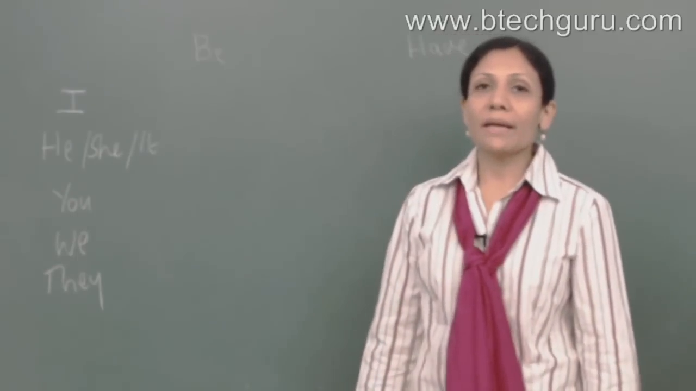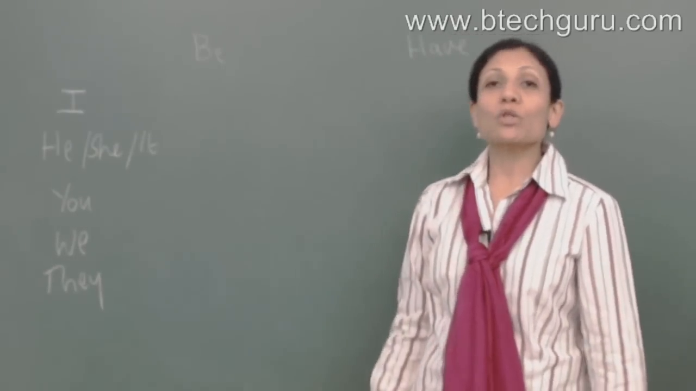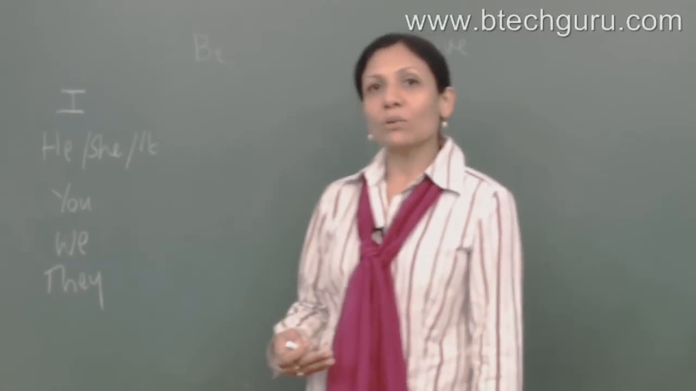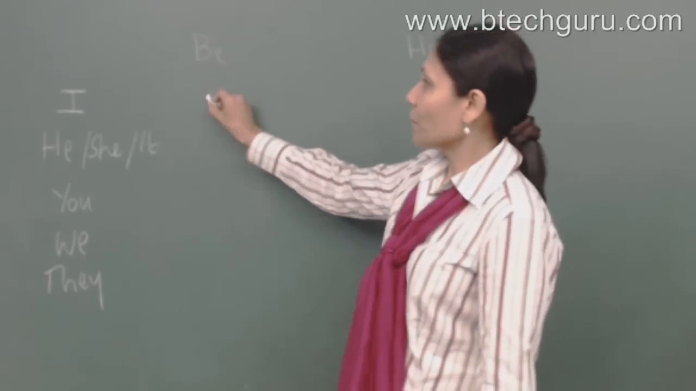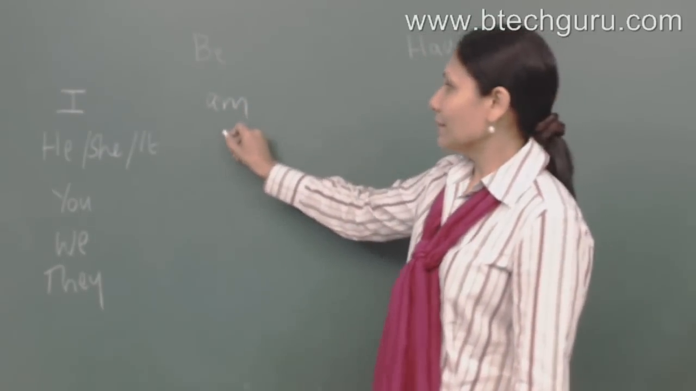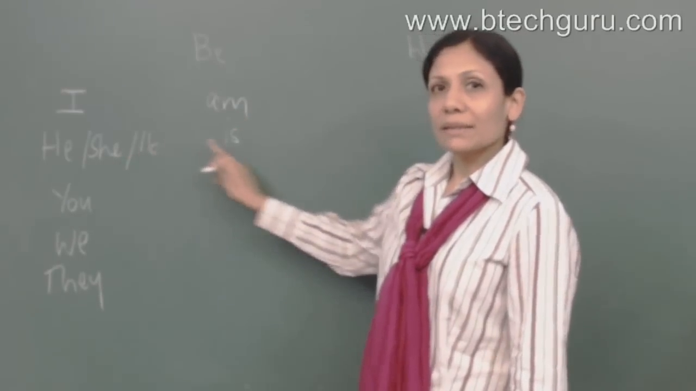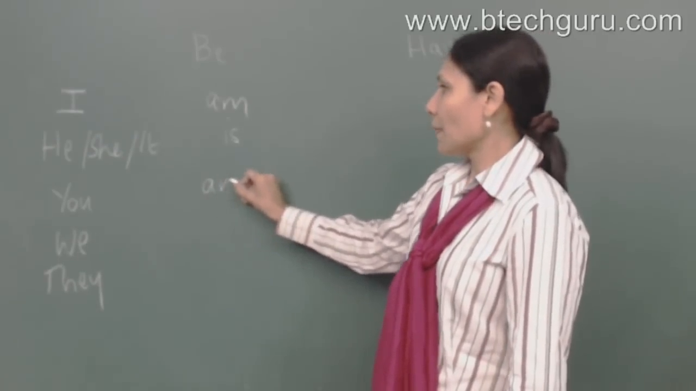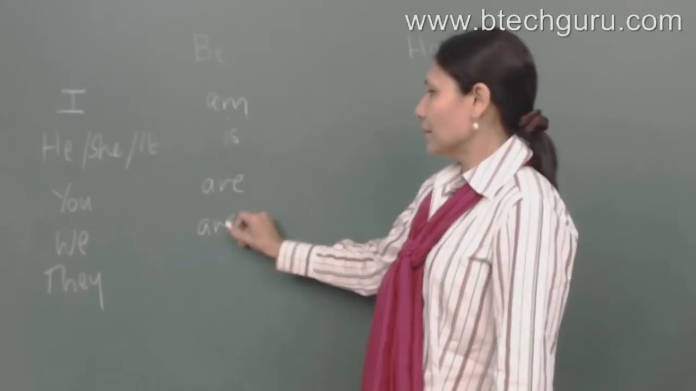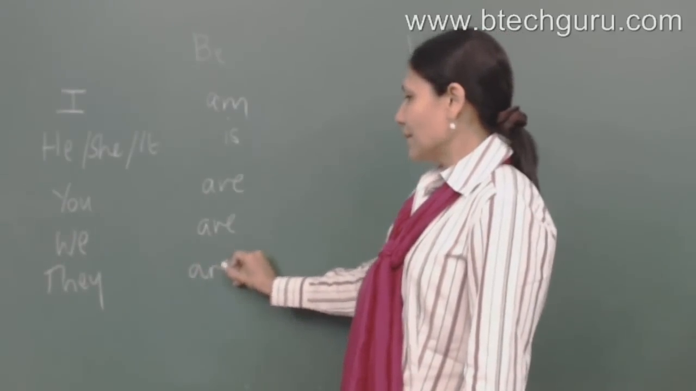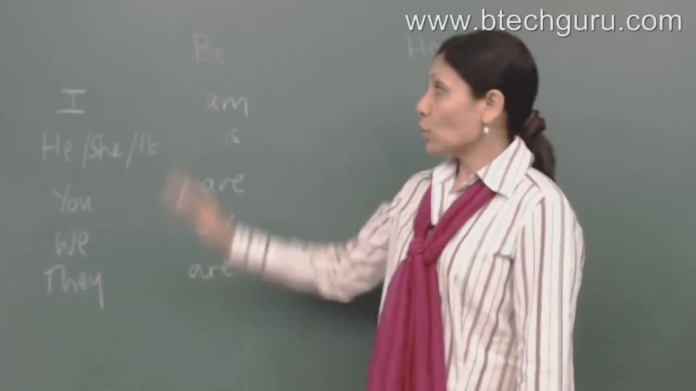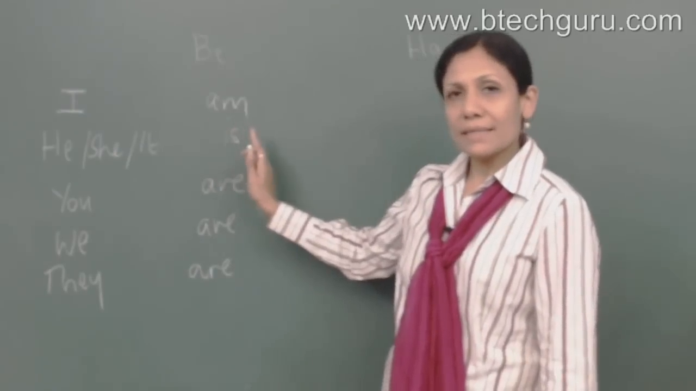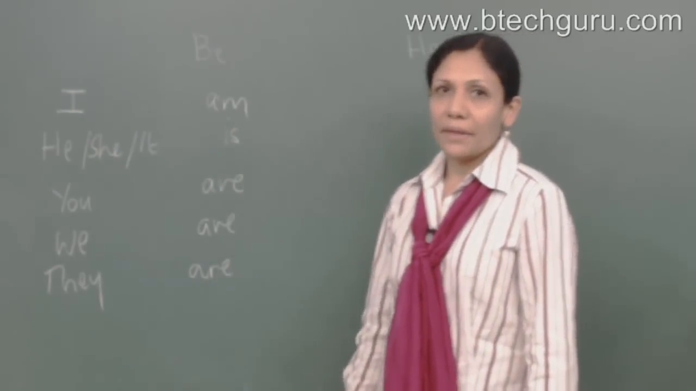So we're going to then look at this be verb, and we're going to put it in the present tense. So I'm going to list it out, and you could take it down along with me. So I am, he is, she is, it is, you are, we are, and they are. So let me just repeat that. I am, he is, she is, it is, you are, we are, they are.